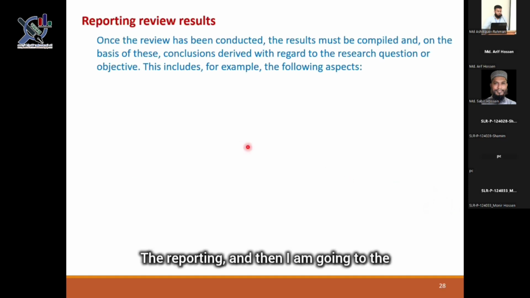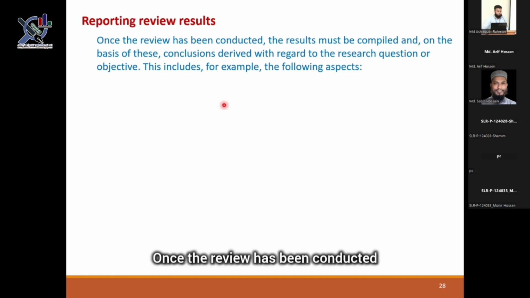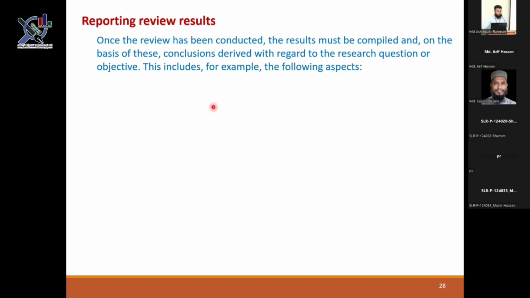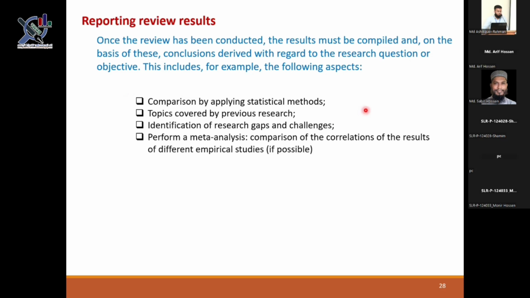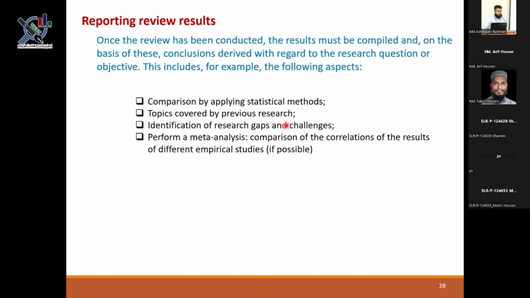Now I am going to the reporting of review results. Whatever required information we get, we have to explain it. Once the review has been conducted, the result must be compiled, and on the basis of this, conclusions derived with regard to the research question or the objective. For reporting results, you can use different statistical methods to compare your information. You also have to explain the topics covered by previous research, and identify the research gaps and challenges, and inform them inside your reporting result.